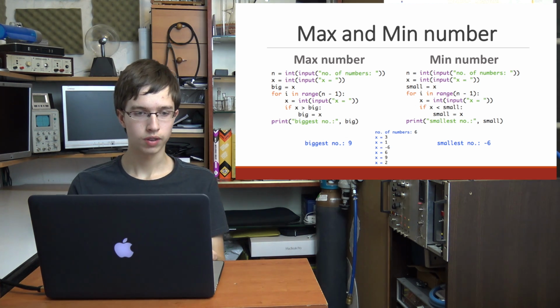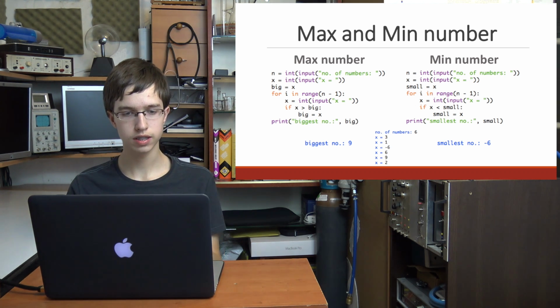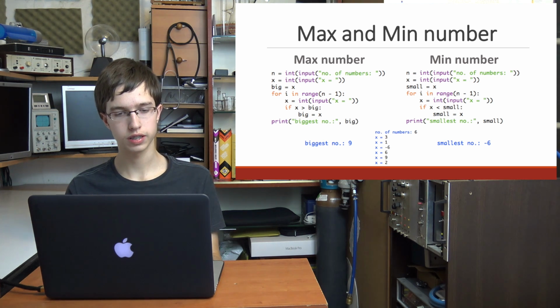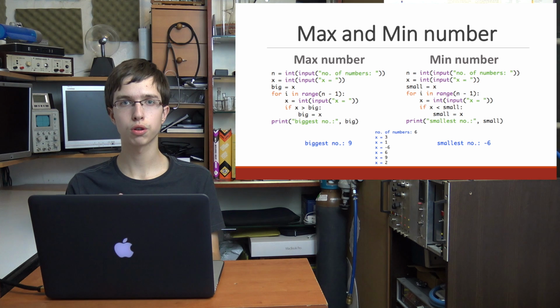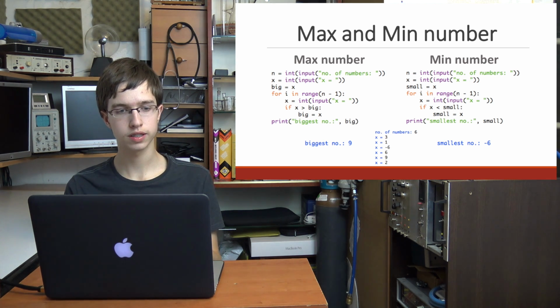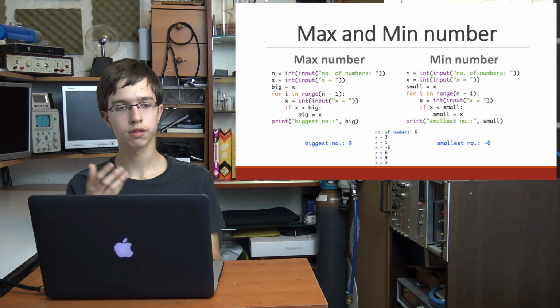So let's go. First we have to input n, which is the number of numbers in this sequence, which is 6 in the example. Now input the first number from the sequence, which is x equal to 3. Here we also have the big variable, in which we'll store the biggest number from this number sequence. The big variable is initialized to the value of the first x, which is x equal to 3.